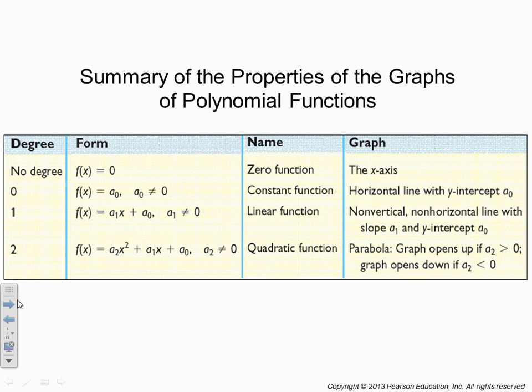And then we have our second degree polynomial, f of x equals a2x squared plus a1x plus a0, as long as our first coefficient is not 0. This is called the quadratic function. The graph is called a parabola. It opens up if a2 is greater than 0 and opens down if a2 is less than 0. All stuff we already know.